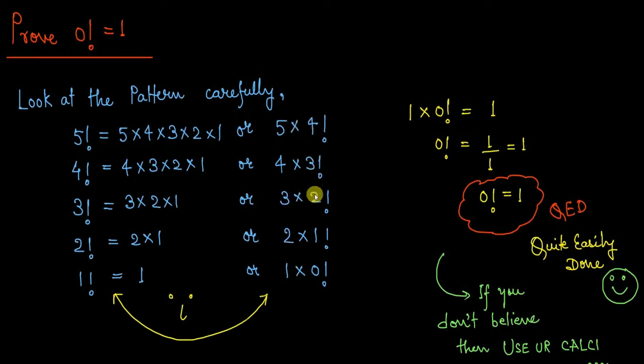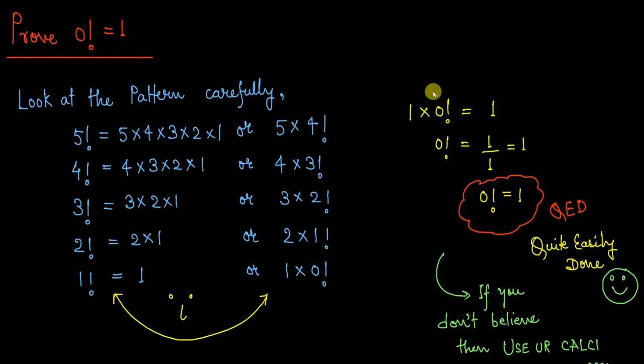Here 1 unit is getting reduced. So 5 factorial could be written as this term, 4 factorial could be written as this term, 3 factorial as this term, 2 factorial as this term. Similarly, 1 factorial could be written as this term. Now take this, pick this. So 1 into 0 factorial is nothing but 1.